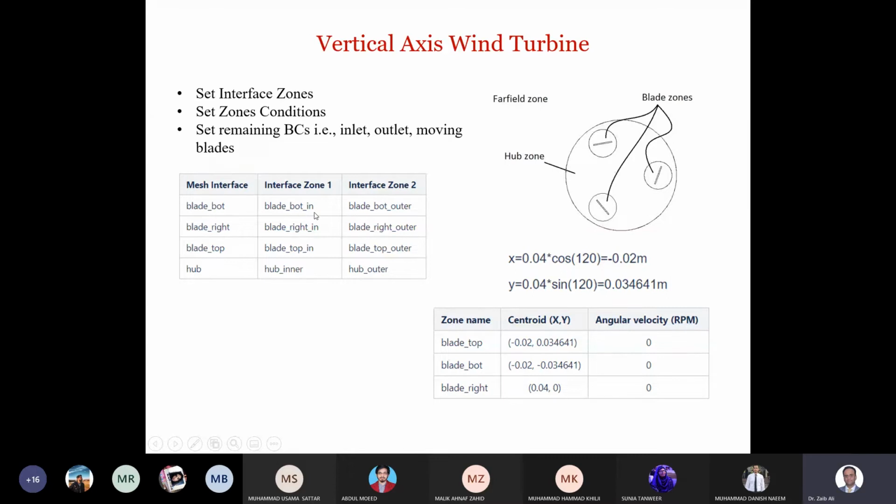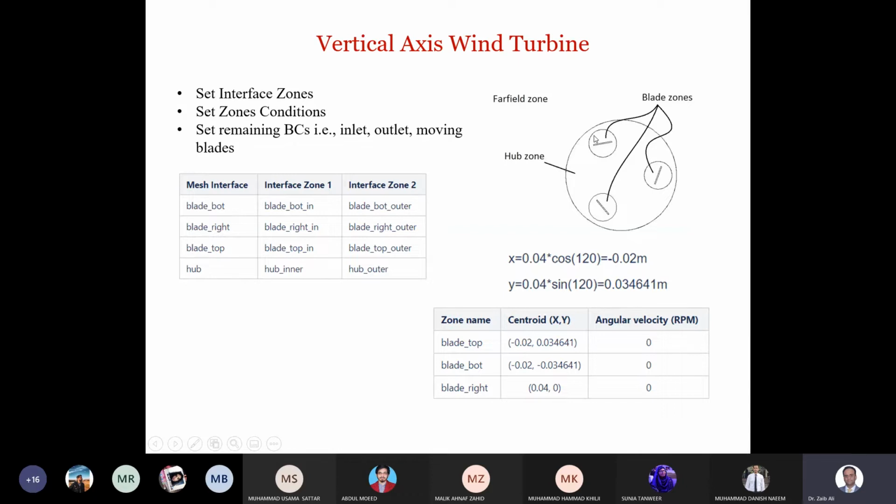And this one circle, relating to the smaller zone, is called bottom blade inner circle, and then we will have an outer circle which belongs to this hub zone. I'll show that to you later. And then in a similar sense, we will create interfaces for these three blades and the hub zone, which will be the interface with the far field zone itself.